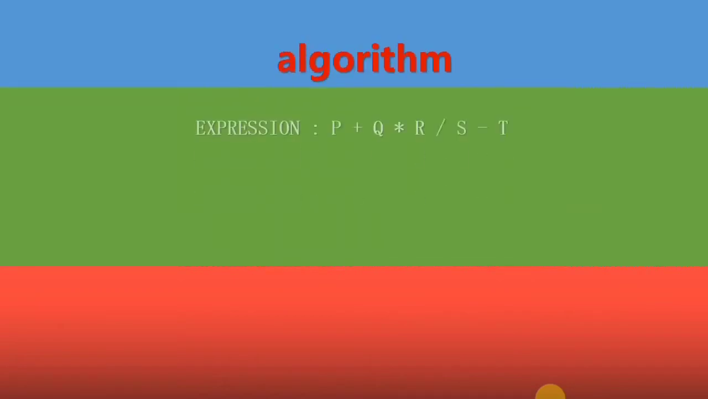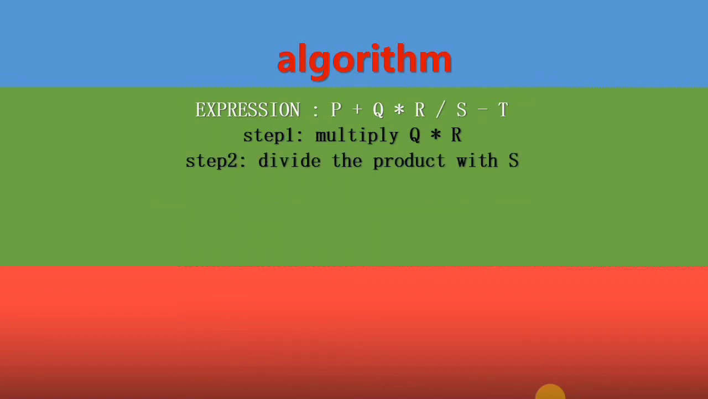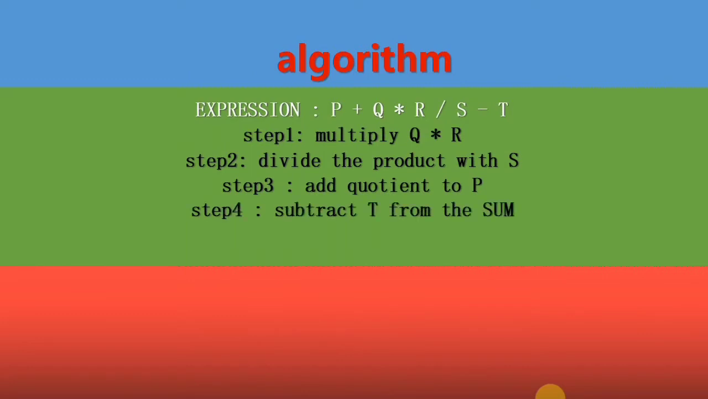The algorithm for this expression P plus Q star R slash S minus T. So there is an addition, multiplication, division and subtraction. As per priority, first we have to perform the multiplication, that is Q star R. So step 1 is multiply Q star R. Then divide the product with S. So the next operation is the division operation. Then add the quotient value of the division to the P, and finally subtract T from that sum. So this is the algorithm, the sequence of operations that we have to perform.